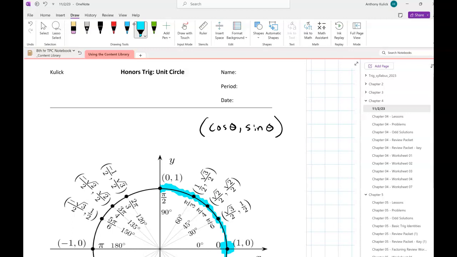Wade, you came in late. If you didn't have your own unit circle copy, there's some, okay. Yep.